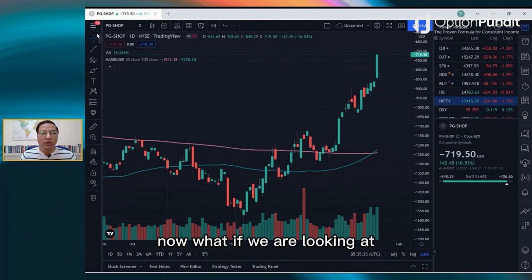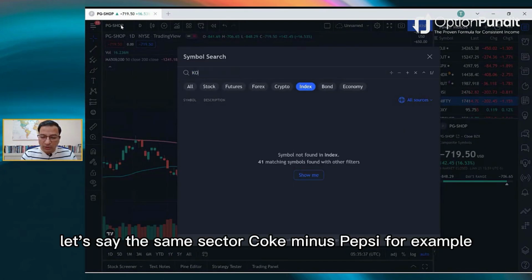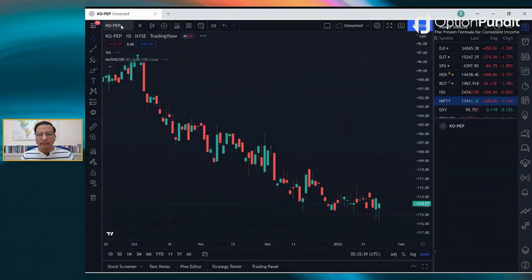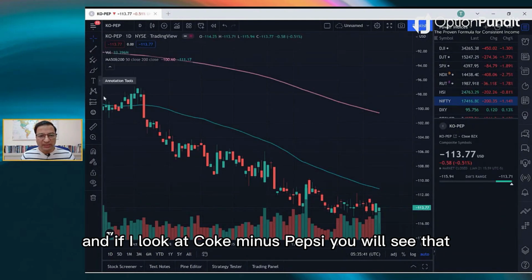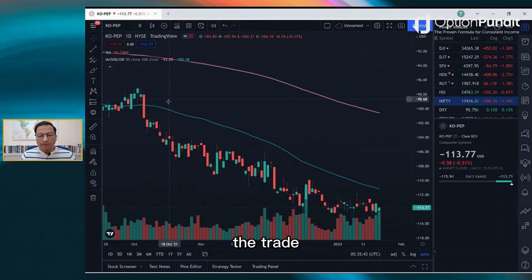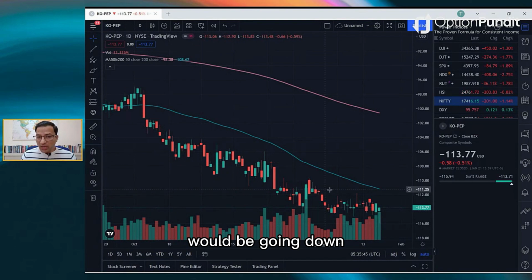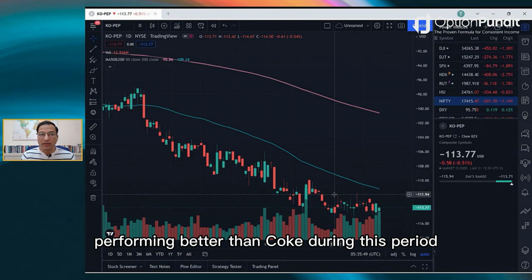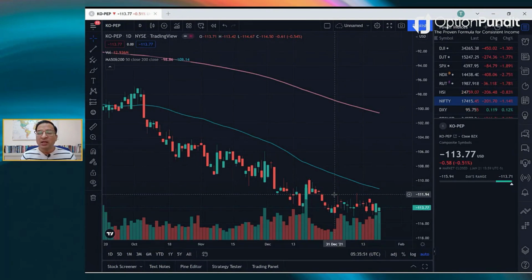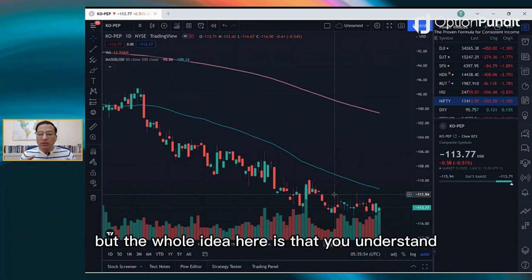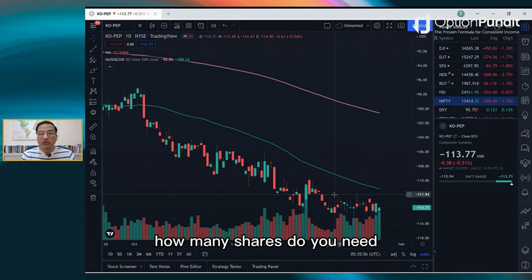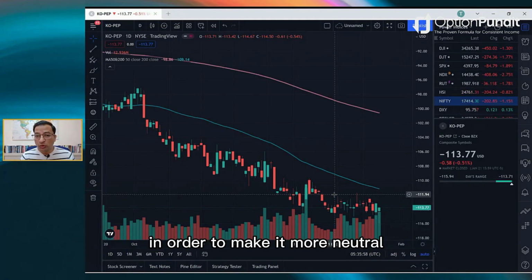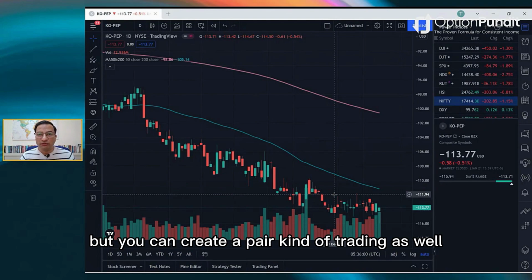Now, what if we are looking at the same sector, Coke minus Pepsi, for example. If I look at Coke minus Pepsi, you will see that the trade would be going down, which means that probably Pepsi is actually performing better than Coke during this period, or vice versa. But the whole idea here is that you understand how many shares you need in order to make it more neutral, but you can create a pair kind of trading as well.